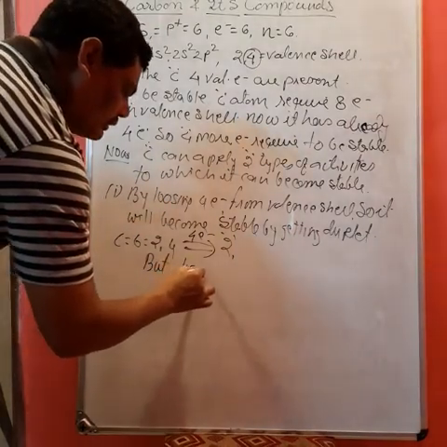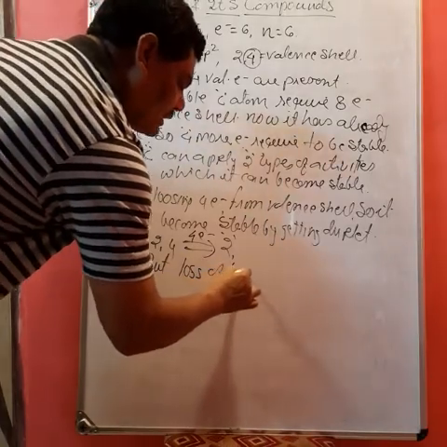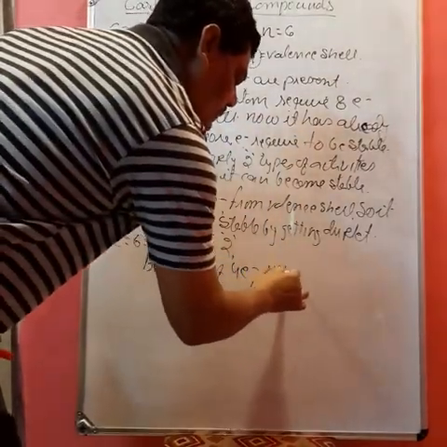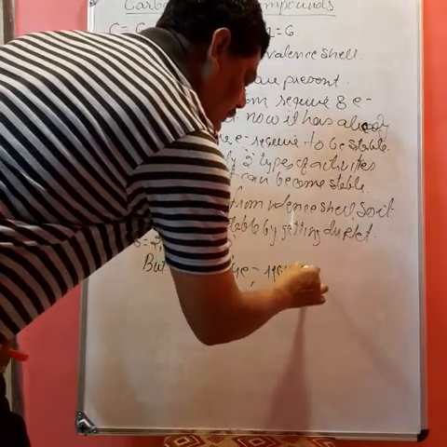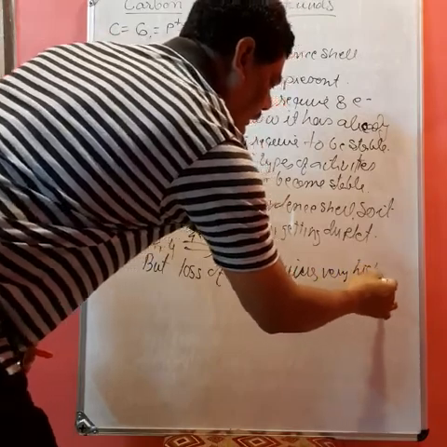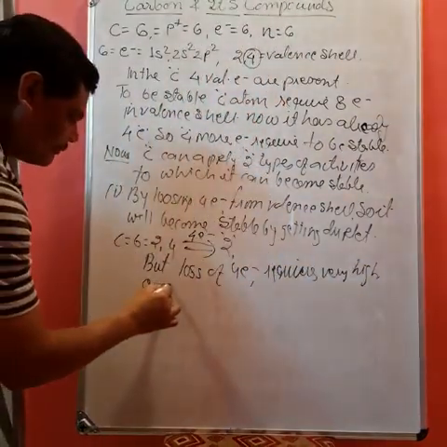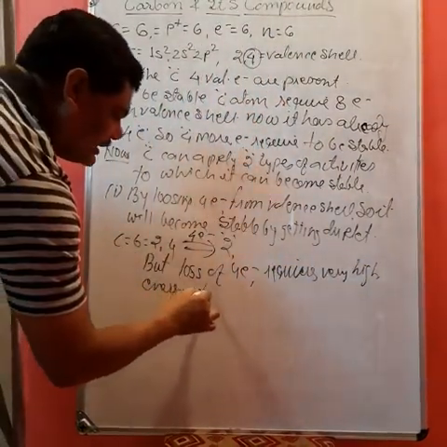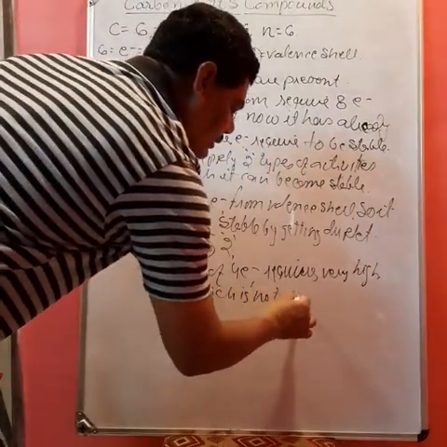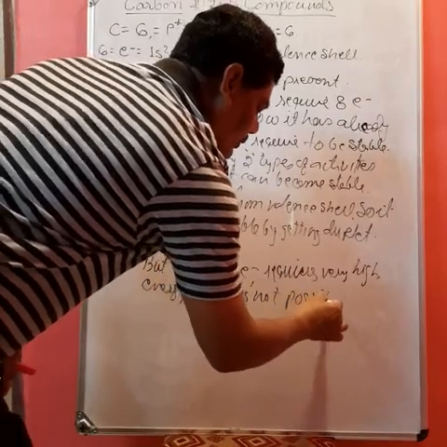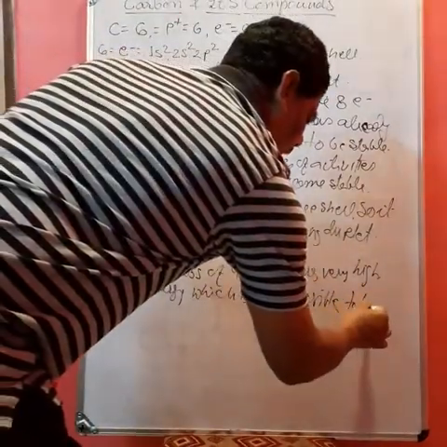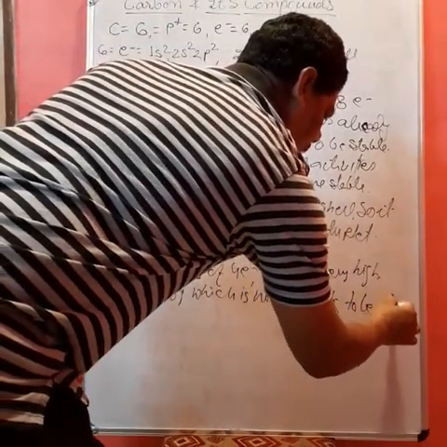But loss of 4 electrons requires very high energy, which is not possible, so it is not possible to form C plus 4.